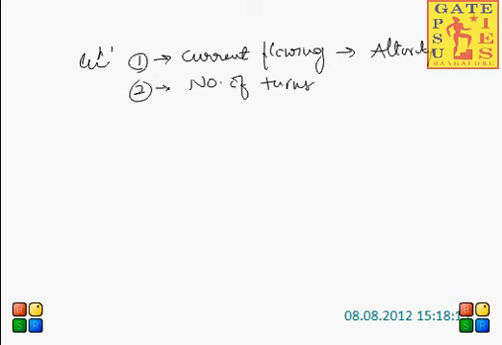Because as in a DC machine, the number of turns is very high. So already we know that L is directly proportional to the number of turns there. According to that, it should be more. And third thing is relative permeability.